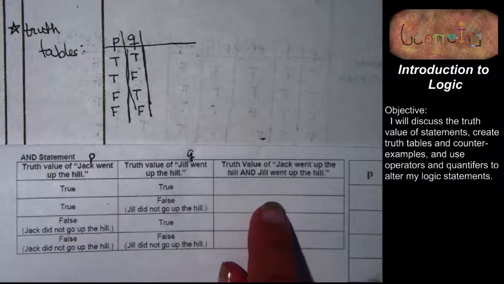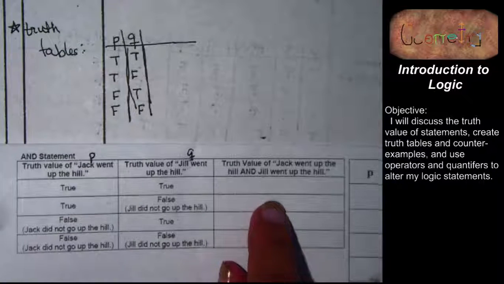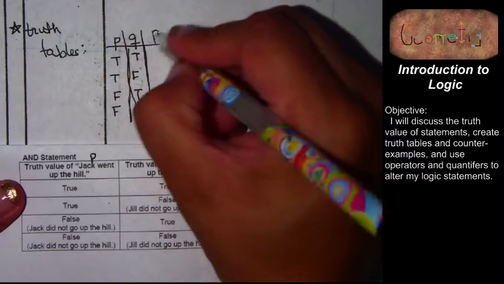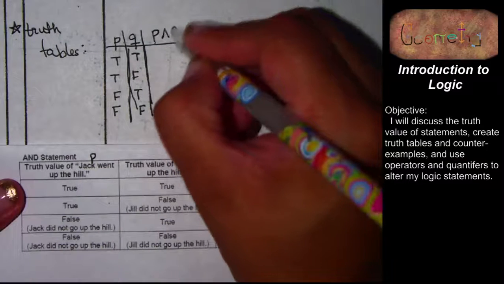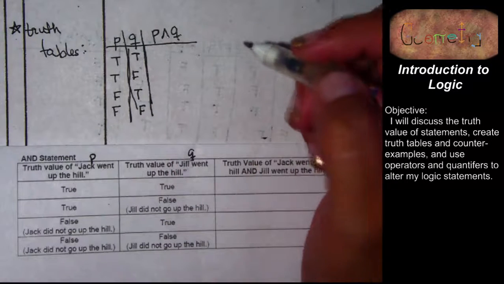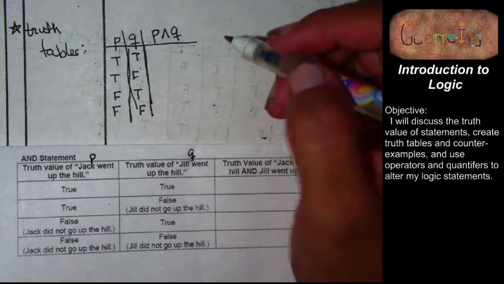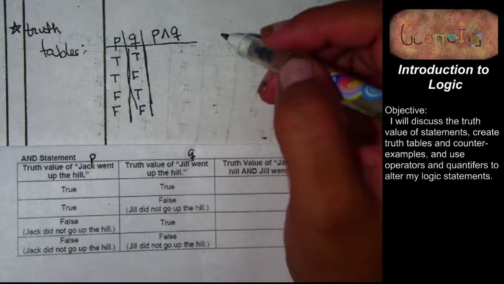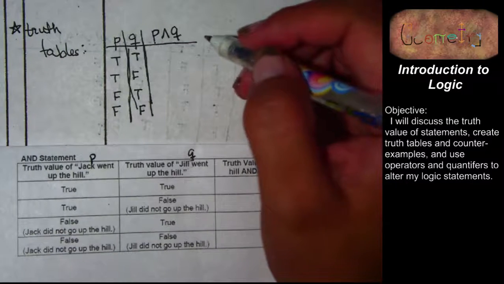We don't want Jack or Jill. We don't want none of them. We want both, Jack and Jill. So on our truth table, P and Q, where P is the first statement and Q is the second, we need two truths in order for P and Q to be true.